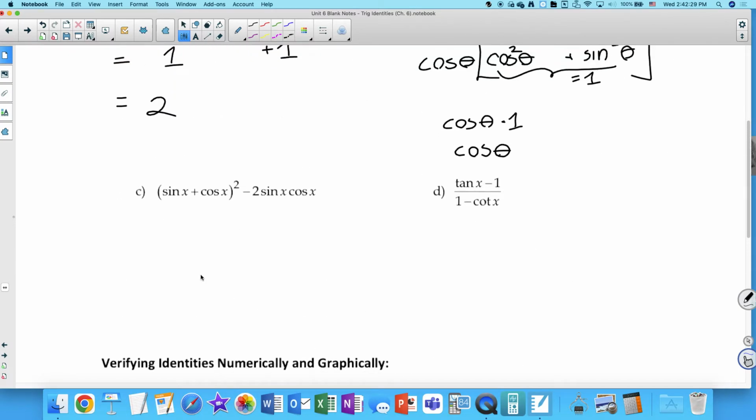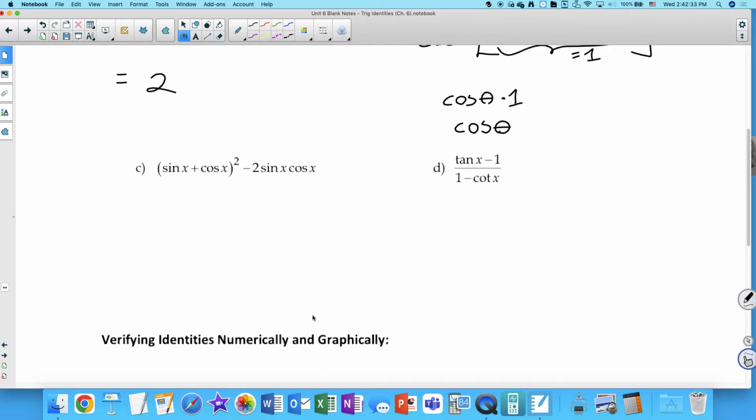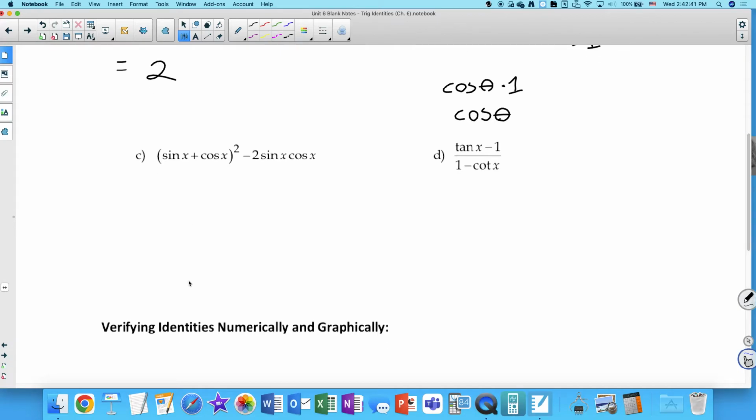This guy. Okay, so what would you do here? Yes, I would expand. We can expand this piece of it, and then let's see where we end up. So if I expand this piece, I'm going to have sine x plus cosine x times sine x plus cosine x, and then on the end, minus 2 sine x cosine x.